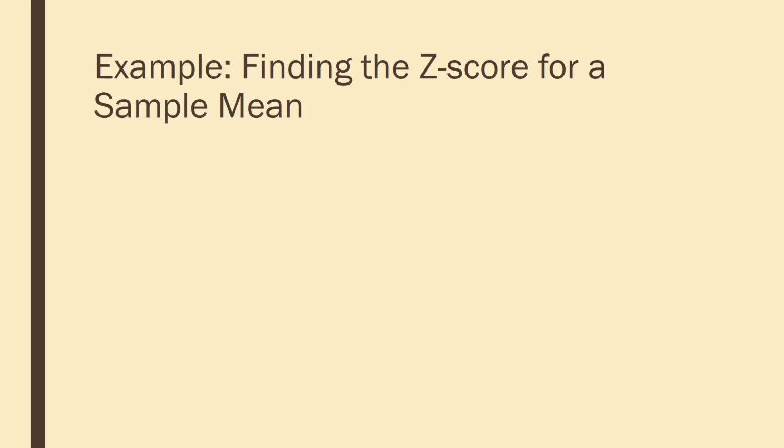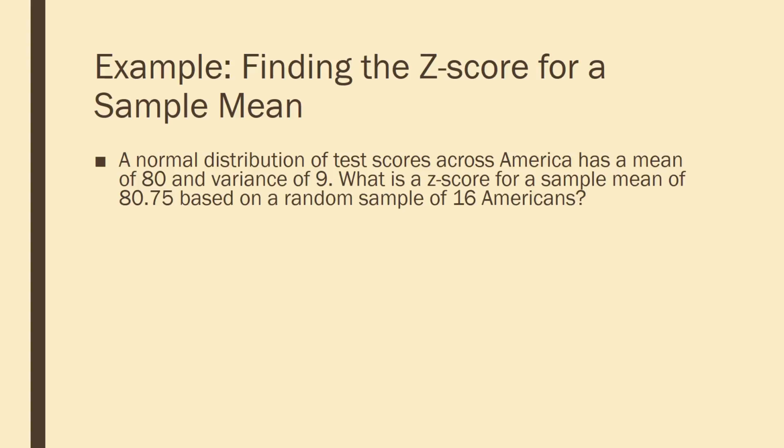So let's do an example of finding a z-score for a sample mean. Say we have a normal distribution of test scores across America, and it has a mean of 80 and a variance of 9. This is what we used in a previous example. What is the z-score for a sample mean of 80.75 based on a random sample of 16 Americans?